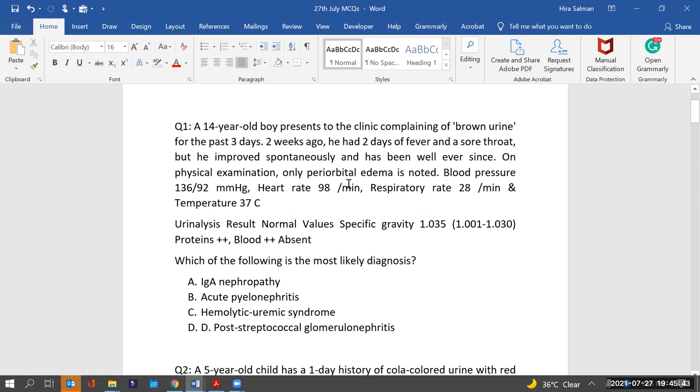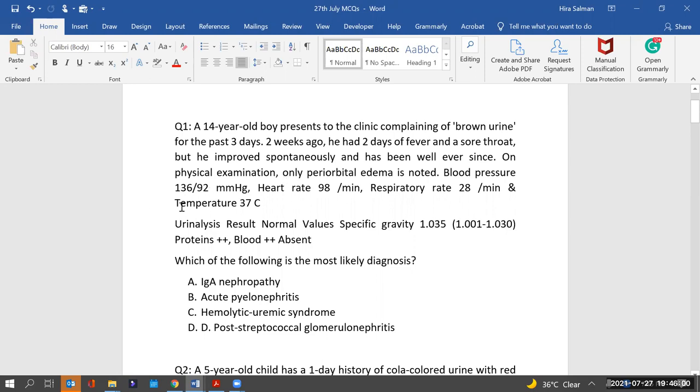So here, once you do the examination, you will only find this periorbital edema. There is not much other finding. And of course, one of the symptoms the patient has told you is the brown colored urine. And the sign you have noticed in the patient is periorbital edema.